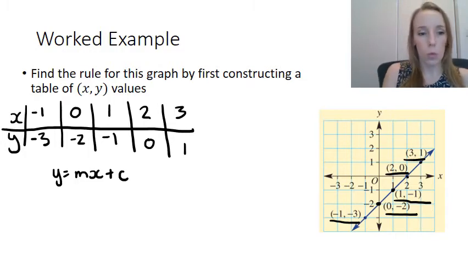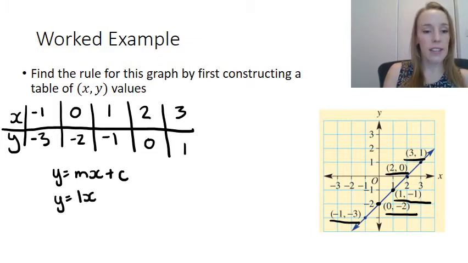So what's happening to y? So it's going from negative 3 to negative 2 to negative 1 to 0 to 1. So it's increasing. How much is it increasing by? 1. So it's just plus 1. So m is going to equal plus 1. So y equals 1 x plus c. And remember, c is the value of y when x equals 0. So x equals 0 here, y equals negative 2 plus negative 2.